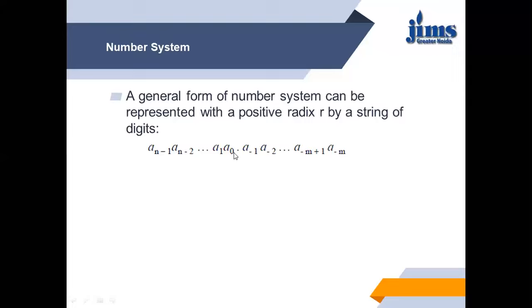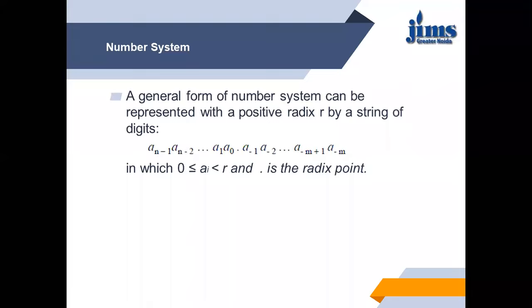When we take A0, the value will be A multiplied by base to the power 0. Now when I have to find the value of A1, it will be coefficient A1 multiplied by 10 raised to power 1, and so on. And on the right hand side of the decimal point, it will be A minus 1, that is the coefficient, multiplied by 10 raised to power minus 1. For A minus 2, it will be the coefficient of A minus 2 multiplied by 10 raised to power minus 2, like this.